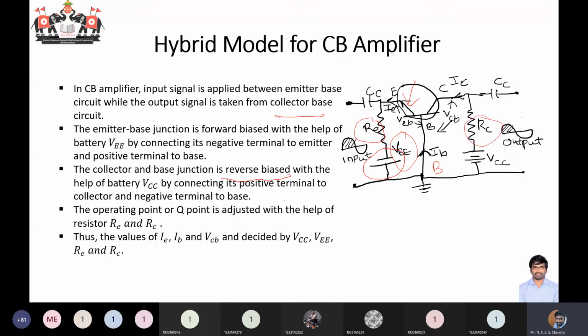The operating point or quiescent point is nothing but, when you do not have any AC input signal and only have the DC bias voltages, the values that you obtain from the DC load line. Okay.